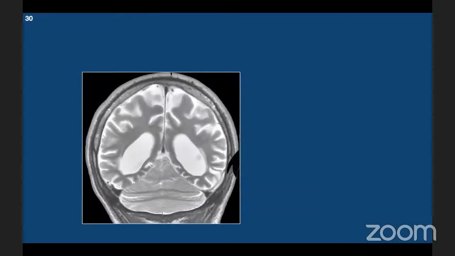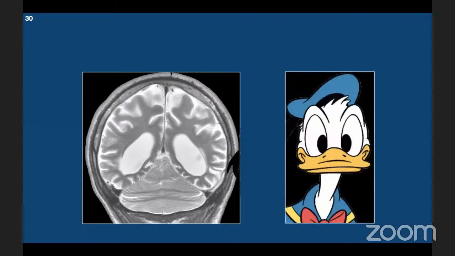Rhombencephalosynapsis is a midline brain malformation. It is characterized by agenesis of the vermis. There is fusion of the cerebellar hemispheres. MRI shows transverse cerebellar folia and continuity of the cerebellar white matter from right to left. There is often aqueductal stenosis leading to triventricular dilatation. The coronal MRI resembles Donald Duck, and it is known as Donald Duck sign.